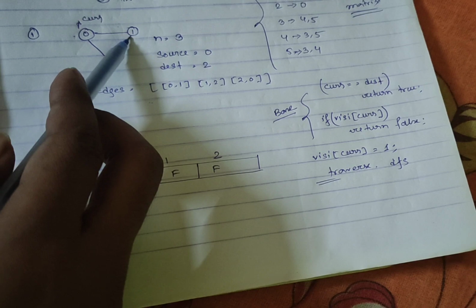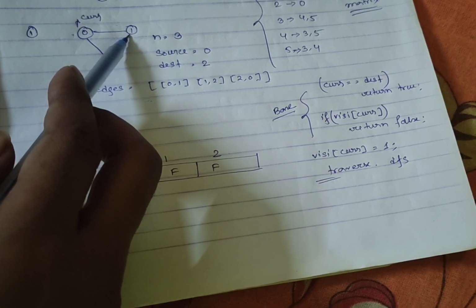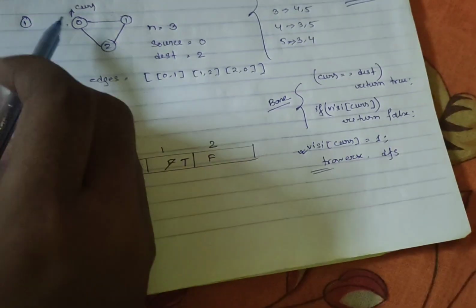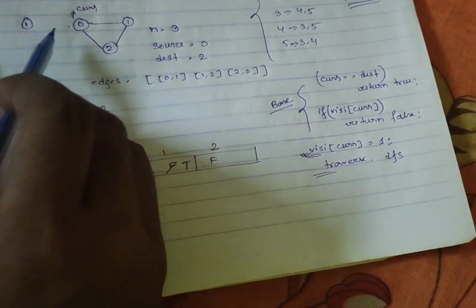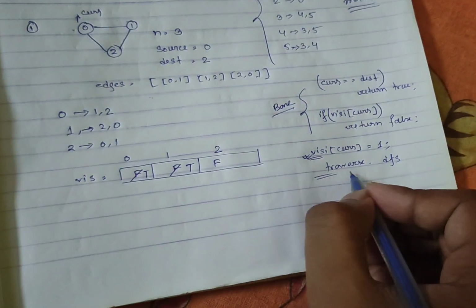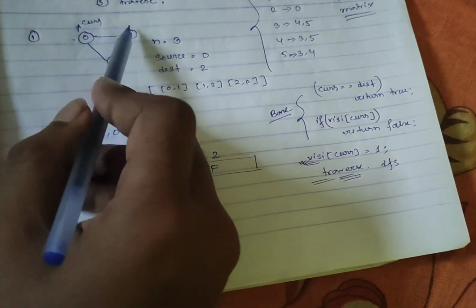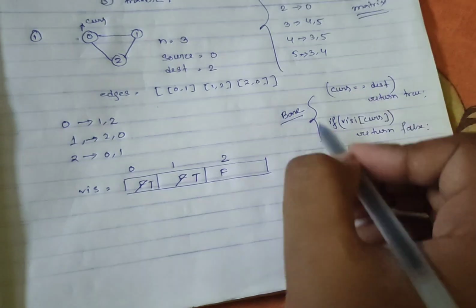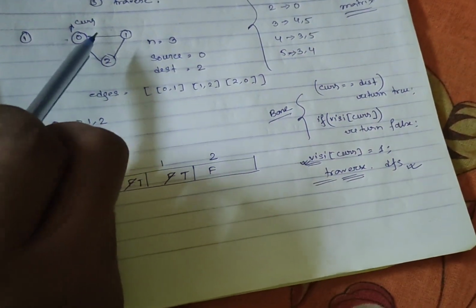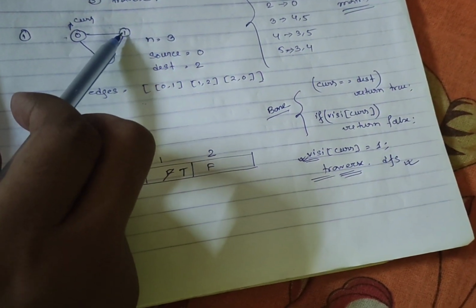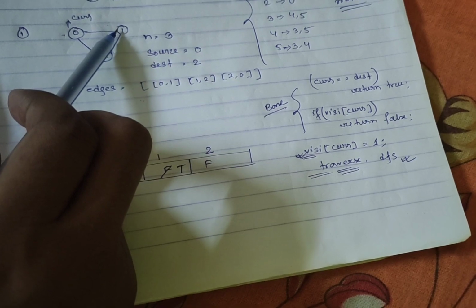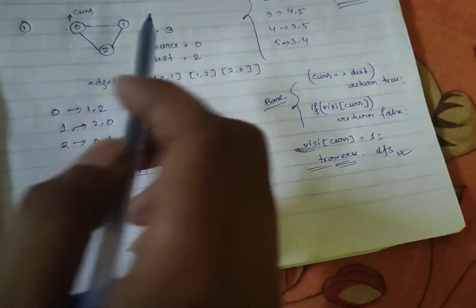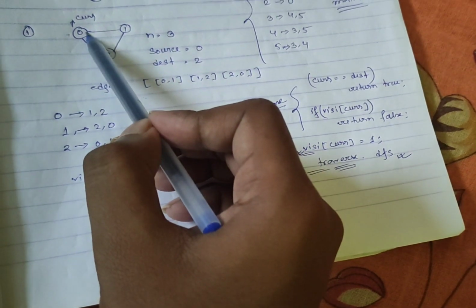Firstly, we go from 0 to 1. Is 1 visited, and is it the destination? No, so we continue. We traverse 0, then 0 to 1, in DFS, right? The algorithm is the same. Then from 1 where are we going? 1 to 2 and 0.